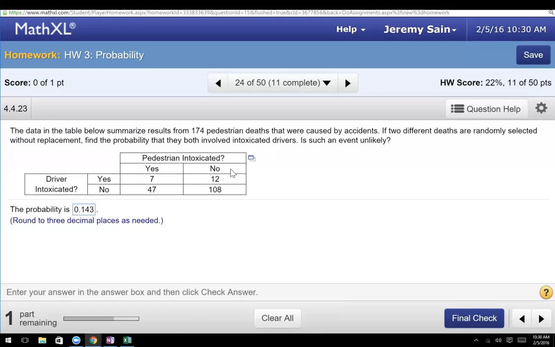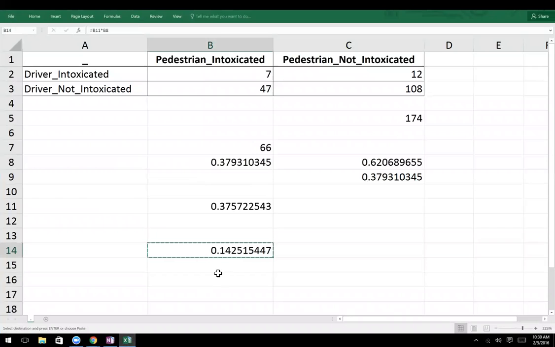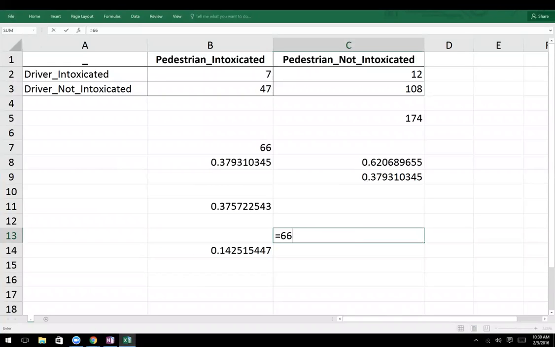That adds up to 66 out of 174. 66 times 65 over 174 over 173.